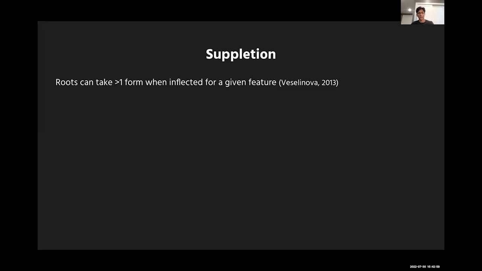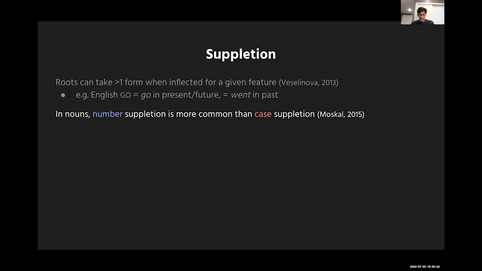The other thing we looked at here was suppletion, which is a phenomenon where roots take more than one form when they're inflected for a feature. An example is go in English, where in the present and the future tense it's go, but in the past tense it's went. The root word is changing to inflect for a given feature rather than a suffix or a prefix; it's actually changing the entire root. Cross-linguistically, it's been shown that number suppletion is a lot more common than case suppletion. That means nouns are more commonly suppleted by number rather than suppletion driven by case.